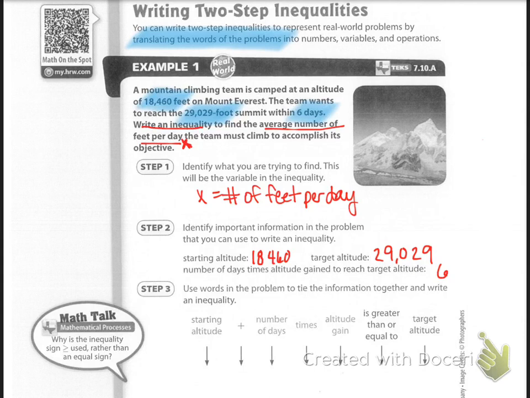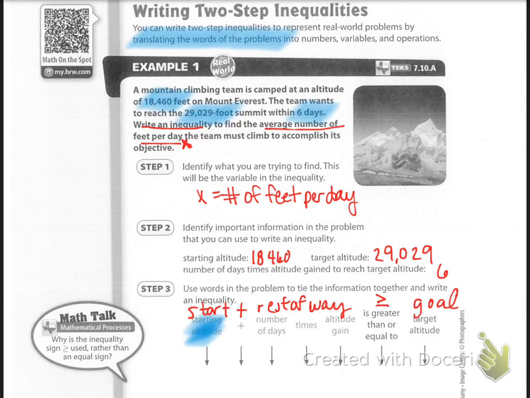So what that really means is this is your starting altitude. This is where you start. And you're adding the rest of the way. And that is going to be greater than or equal to the target altitude, their goal. So if they reach it, they would be happy. But they would be happy if they went over that too. So it's greater than or equal to. We don't want to be less than our goal. We want to be greater than or equal to our goal.